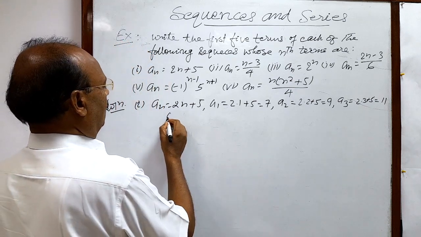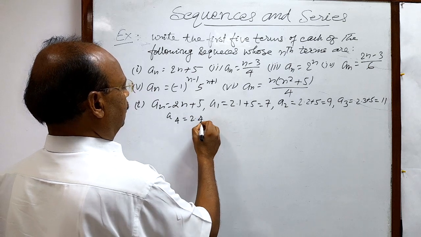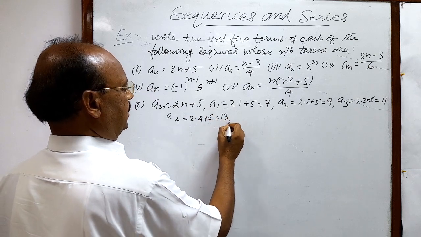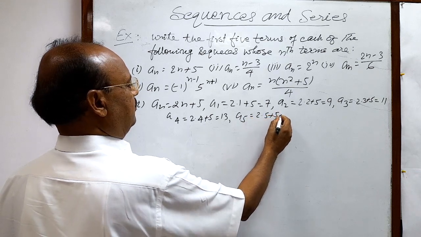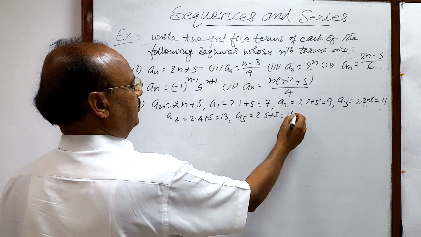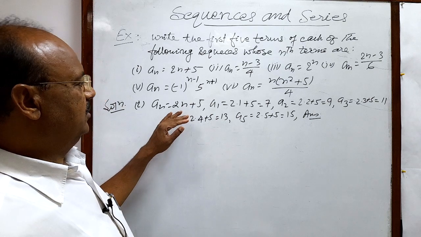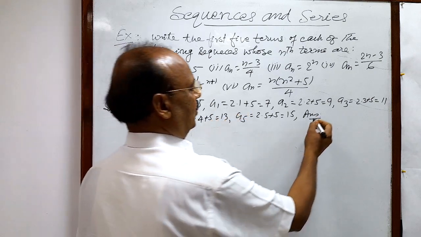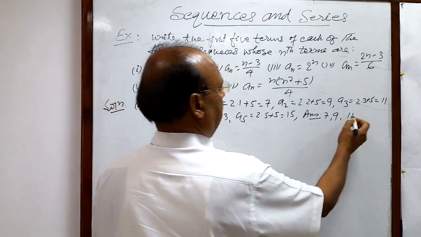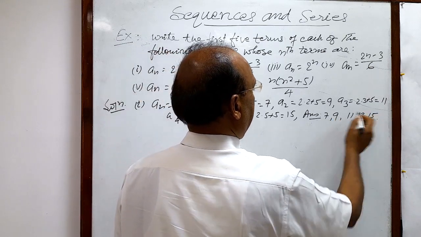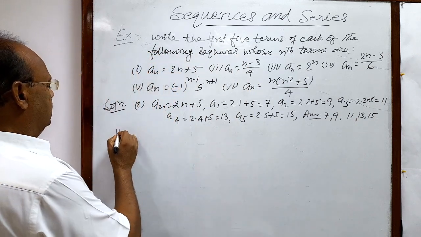Similarly, a4 is equal to 2 into 4 plus 5, this is equal to 13, and a5 is equal to 2 into 5 plus 5, which is 10 plus 5, 15. Okay, so the answers are, the first 5 terms of this sequence are 7, 9, 11, 13 and 15. Okay, this is the answer. Correct? Very simple.